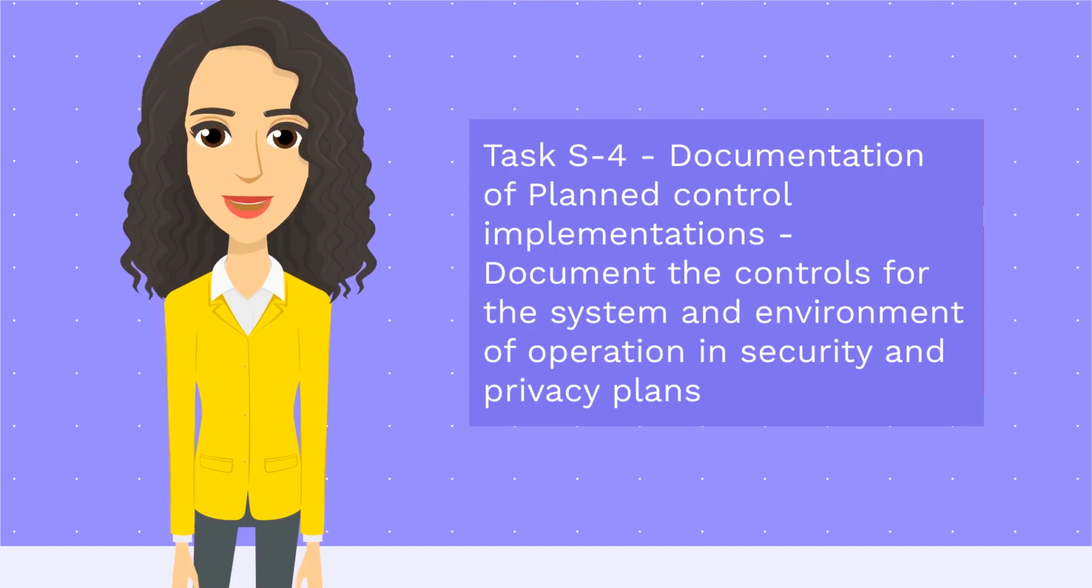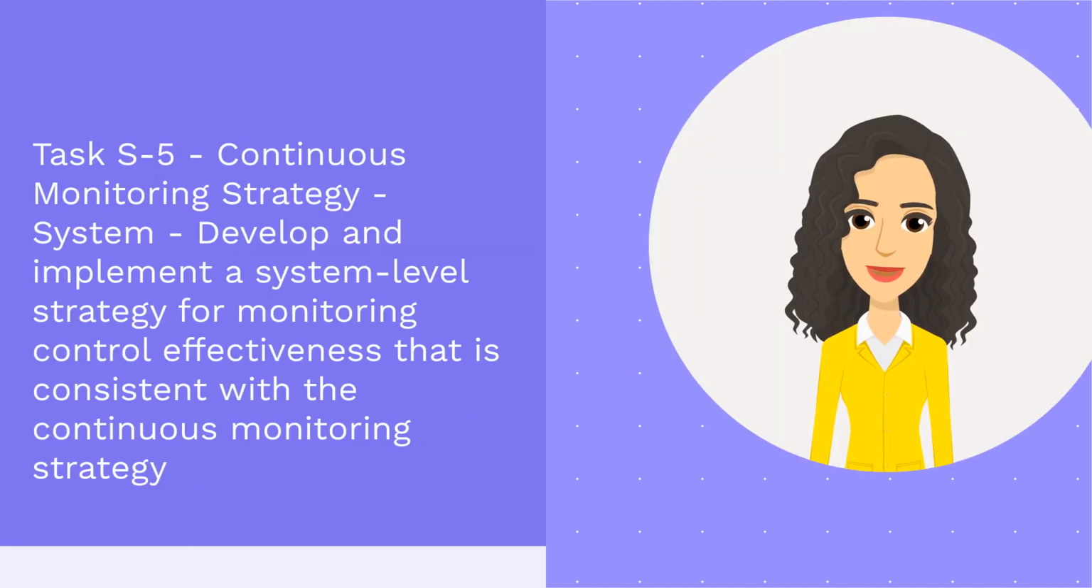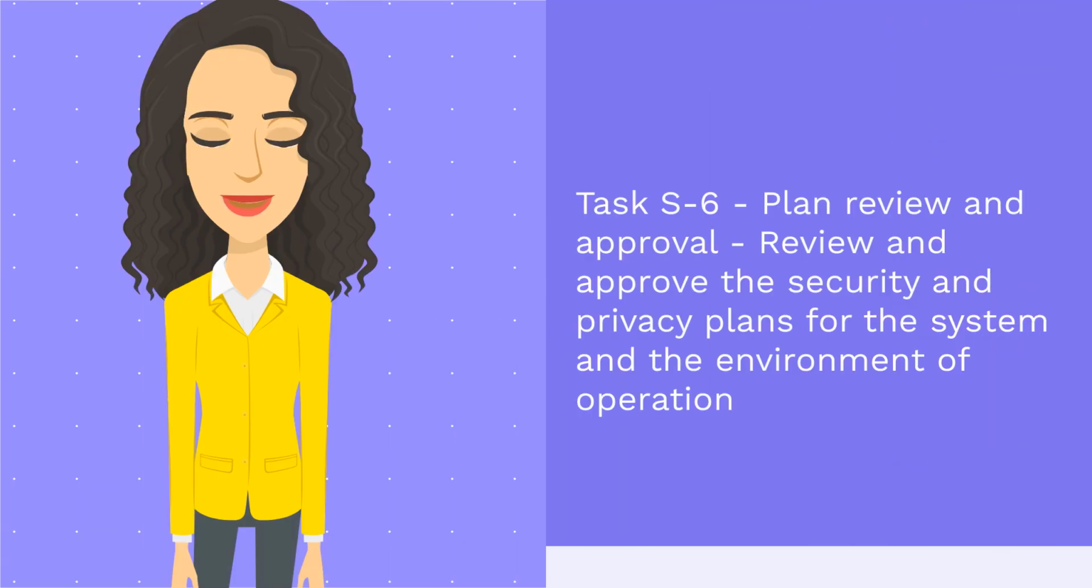Task S4. Documentation of planned control implementations. Document the controls for the system and environment of operation in security and privacy plans. Task S5. Continuous monitoring strategy. System. Develop and implement a system-level strategy for monitoring control effectiveness that is consistent with the organizational continuous monitoring strategy. Task S6. Plan review and approval. Review and approve the security and privacy plans for the system and the environment of operation.